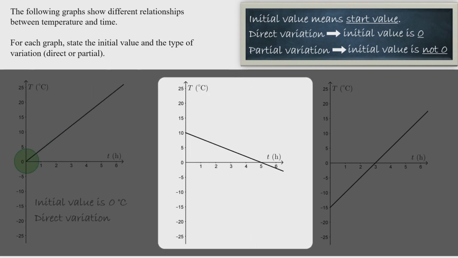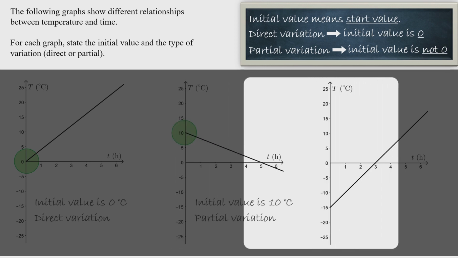On to the second graph. For this relationship, we can see that the initial value is 10 degrees Celsius. So the graph hits the vertical axis at 10, so we can state initial value is 10 degrees Celsius. And because the initial value is not 0 degrees Celsius, we have a partial variation.